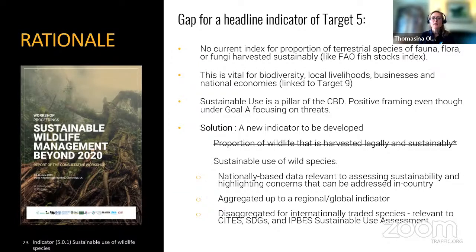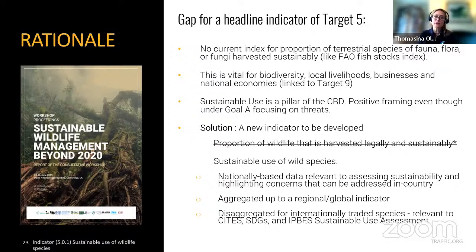Currently, this target is framed very positively. And you may have read comments back around this target on potentially it needing to align more with Goal A, that very much sits under a focus on threats to biodiversity. But with the current wording, we have proposed an indicator on sustainable use of species. This is slightly different to the current proposed wording that is available in documents at the moment.